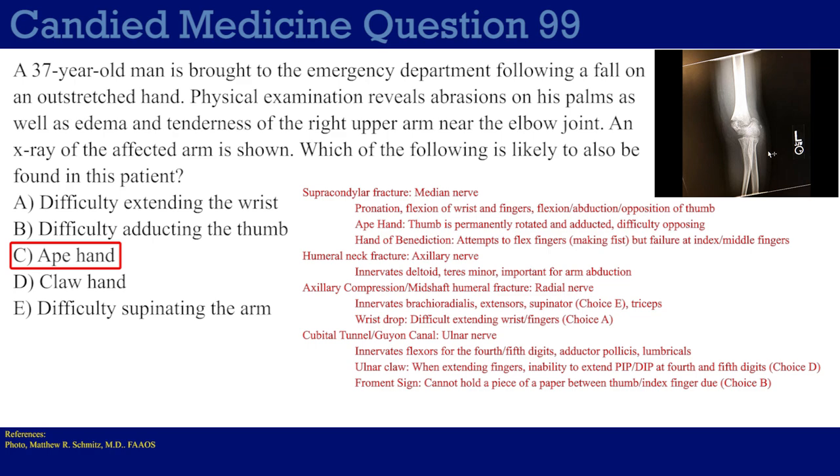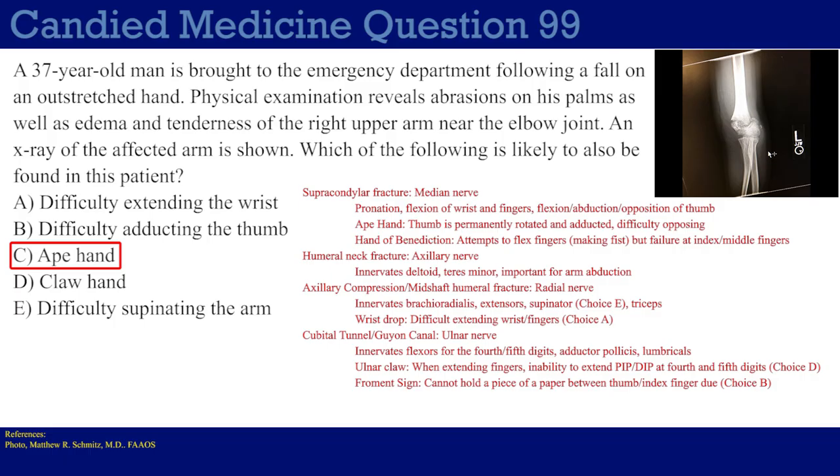You just need to know instantly that's a radial nerve. It's 3 points. Okay, you gotta know that. So you also need to know, of course, that the radial nerve is very much responsible for the extensors of the arm. Brachioradialis, extensors, supinator, which is choice E here, and it also innervates the triceps.